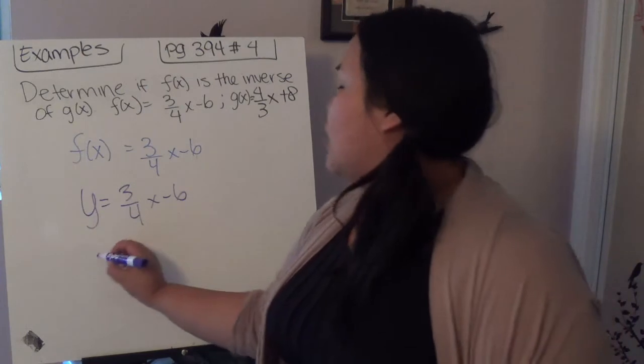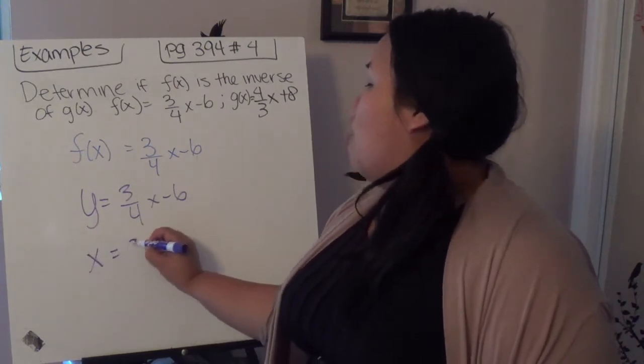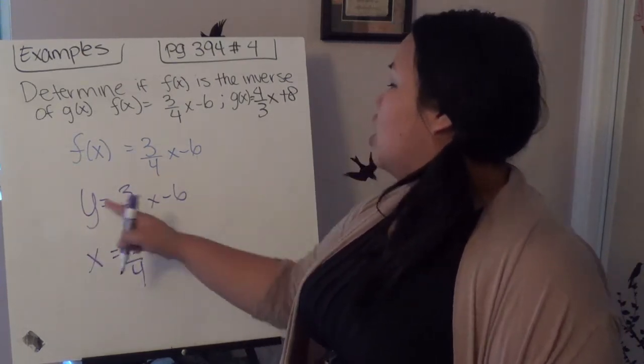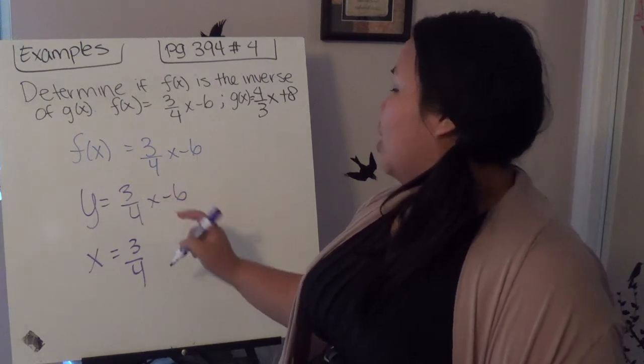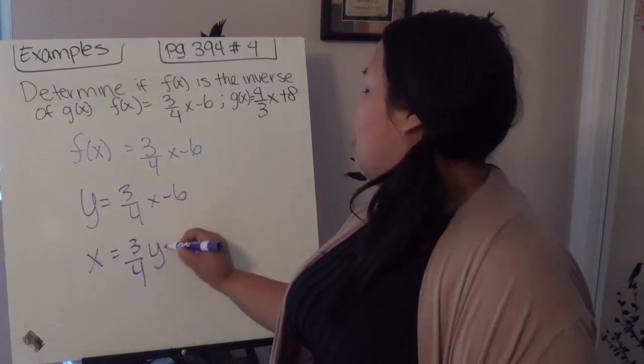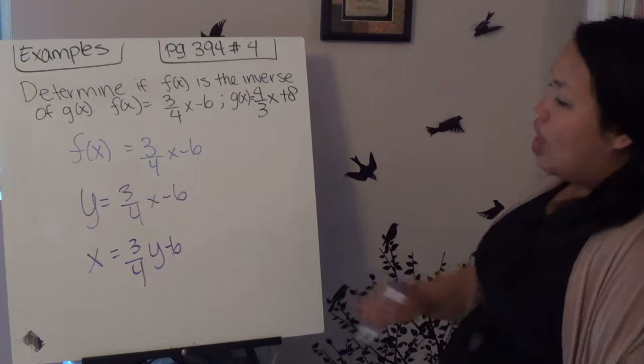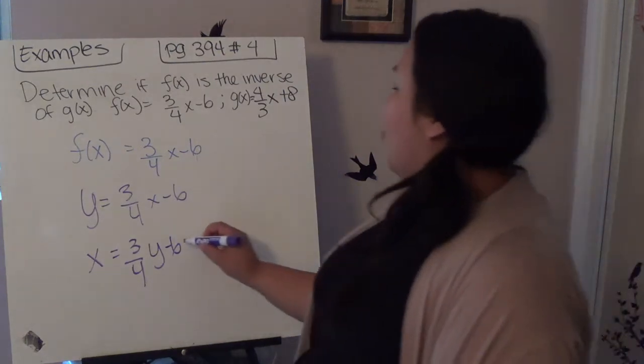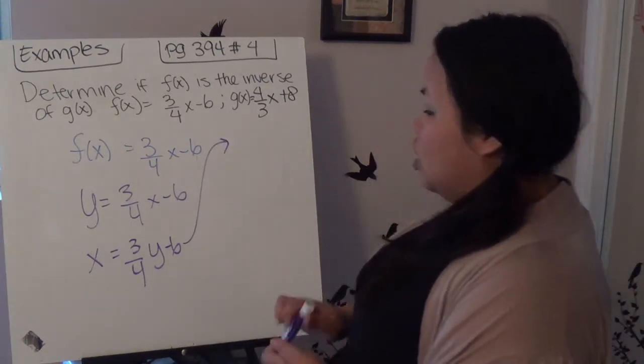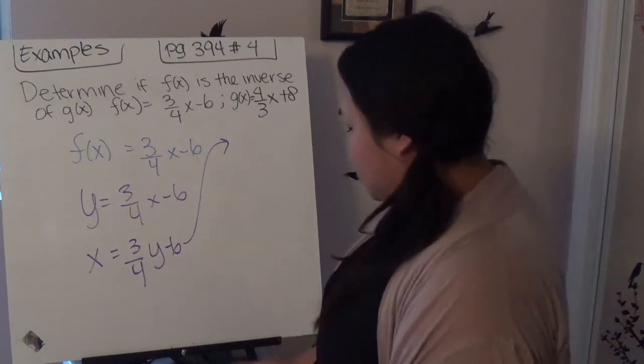So this is a y, I'm going to change it to x over 3/4, and this is an x, so I'm going to change it to y minus 6. Now that I have this, I'm going to go ahead and solve for y, isolate y.